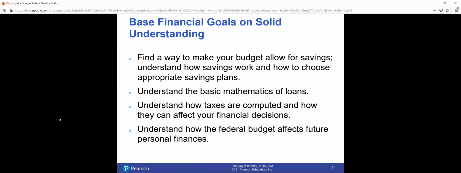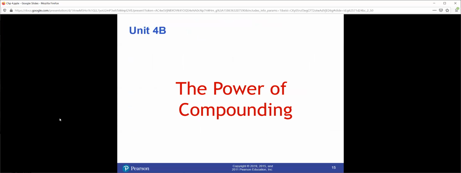Understand how the federal budget affects future personal finances. Again, this is something that is more akin to higher wage earners, but if you're taking a college class, you're going to be walking up that social ladder, walking up that financial ladder. So learning about watching CNBC, watching Fox News, watching C-SPAN, learning about how these things play and affect you can be very vital. Cool. Let's move on to 4B, the power of compounding.